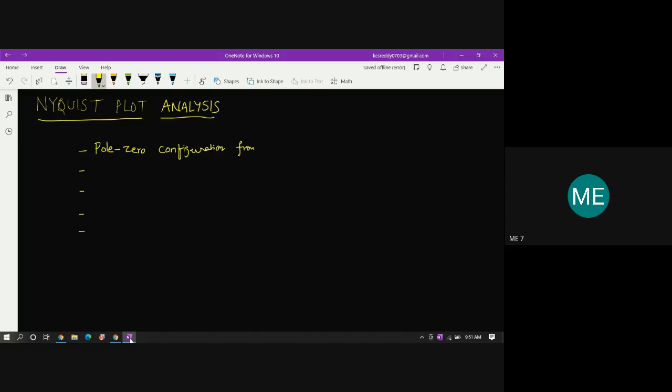We have studied pole zero configuration. That is, if we have the closed loop system C of S by R of S, the denominator is equated to 0. The roots of that denominator are called the poles of the closed loop system. Likewise, in the Nyquist plot point of view, how is this pole zero configuration given?